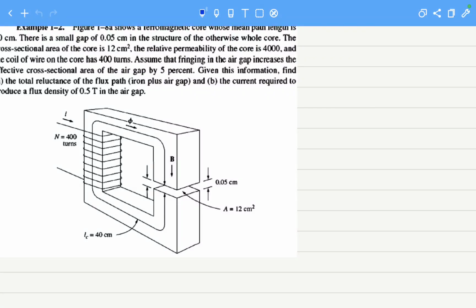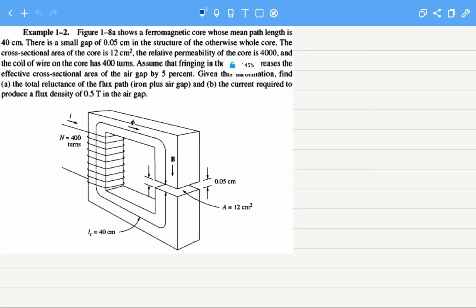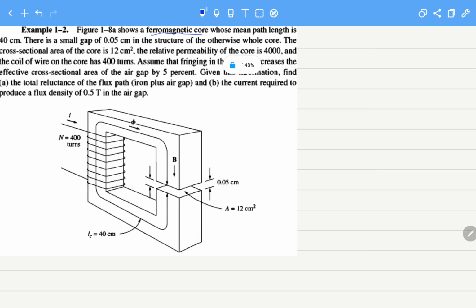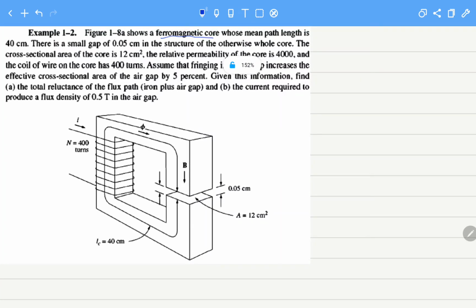We will continue to solve examples of magnetic circuits. This is another example in which we have a ferromagnetic core whose mean path length is 40 centimeters. So the length of the whole core is 40 centimeters. The air gap here is 0.05 centimeters.